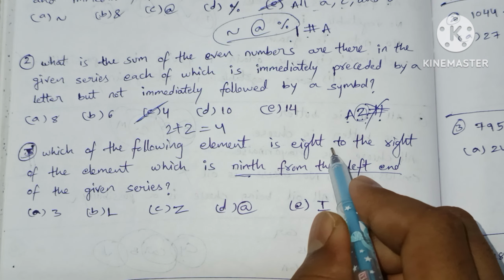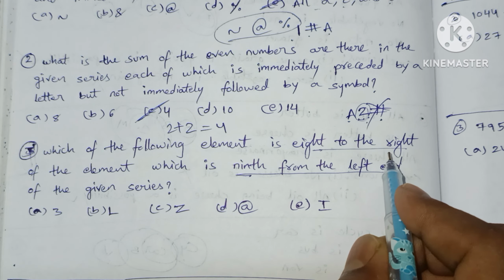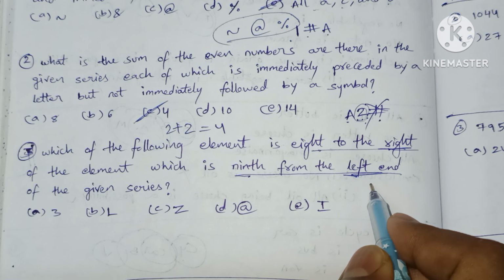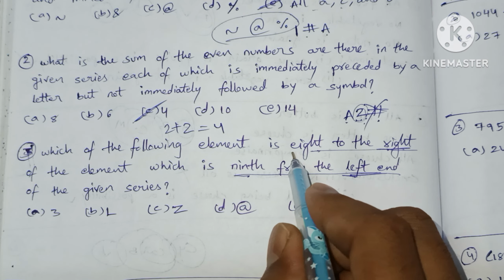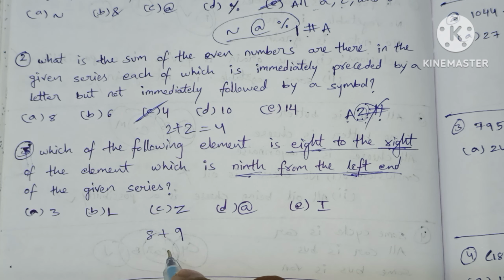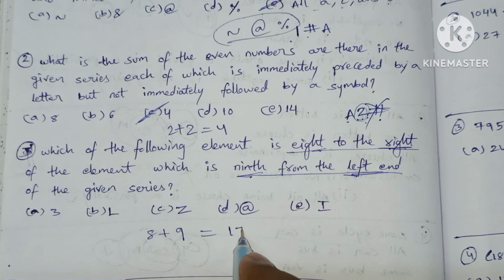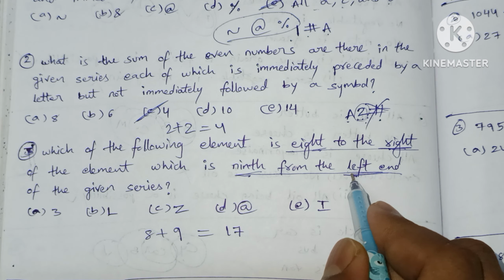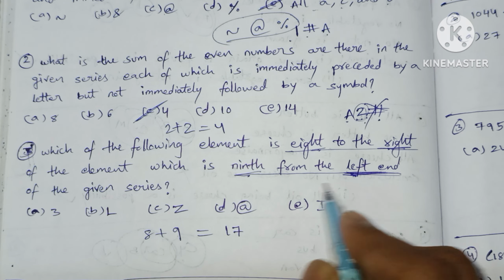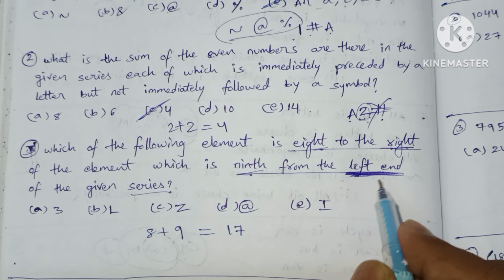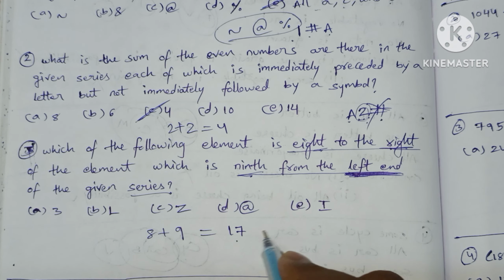Then we'll see this one. If we see a right and left combination, we need to add both the numbers, 8 and 9. 8 plus 9 is 17. And from which direction? We need to see from the question mark side, the left end. So 17th from the left end.